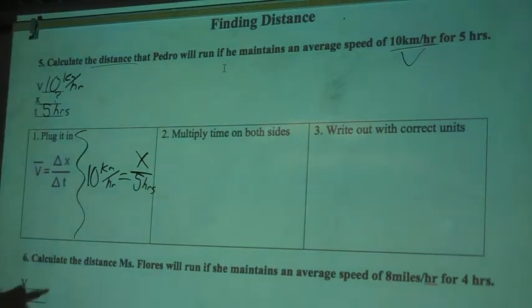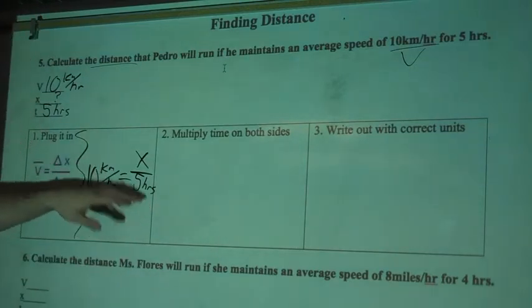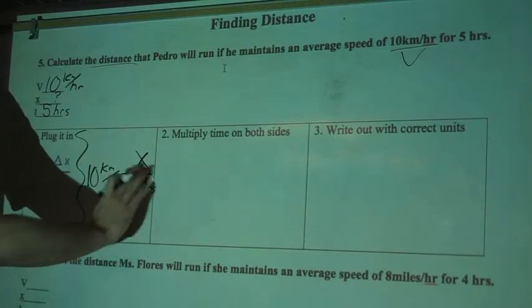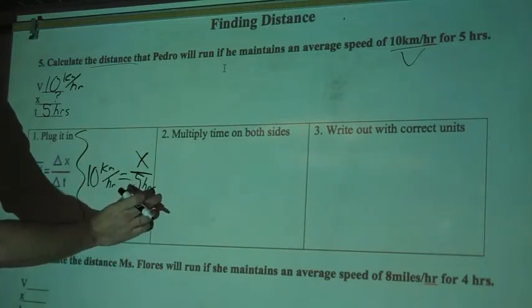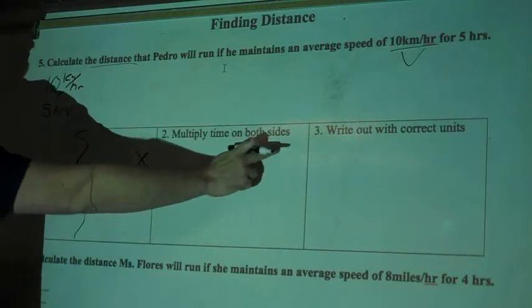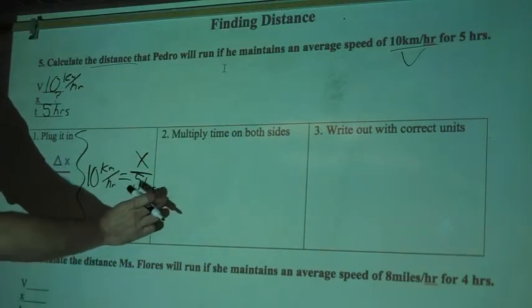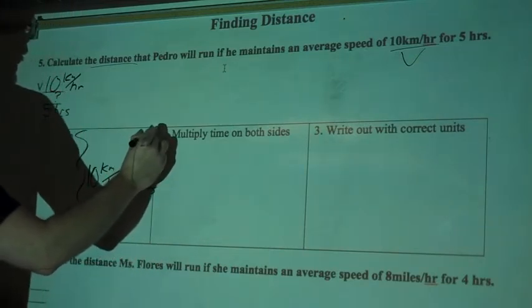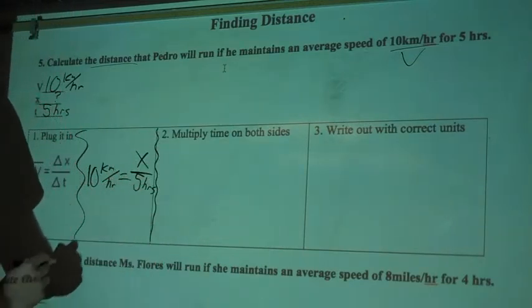Alright, perfect. So, in order for me to get x by itself, to isolate this variable, what I have to do is I have to get rid of this 5. And since it's being divided on this side, I'm going to multiply time on both sides. So I'm going to get that up on both sides. So I'll show you how that's done. And I'm going to draw a line to separate these out a little bit more clearly.